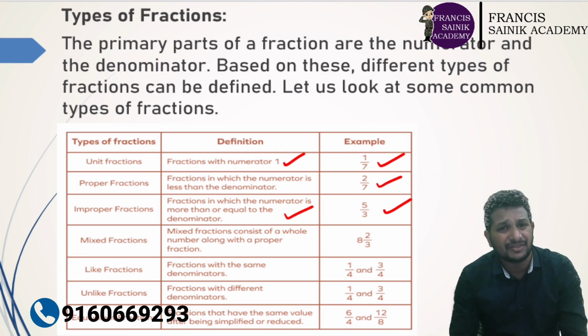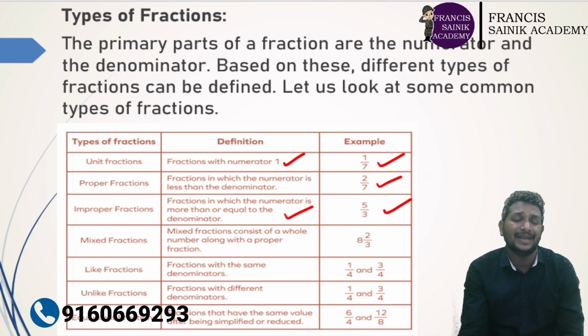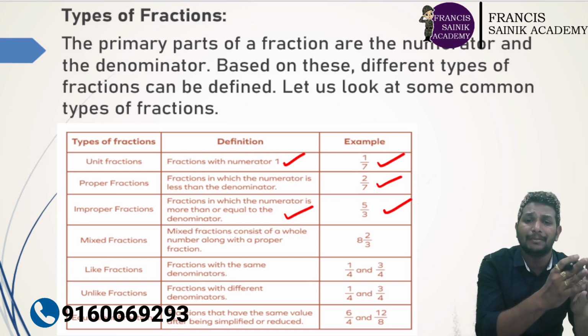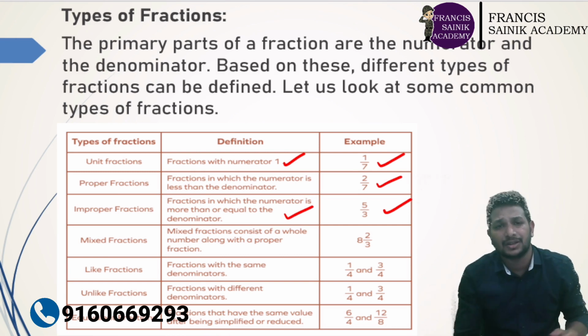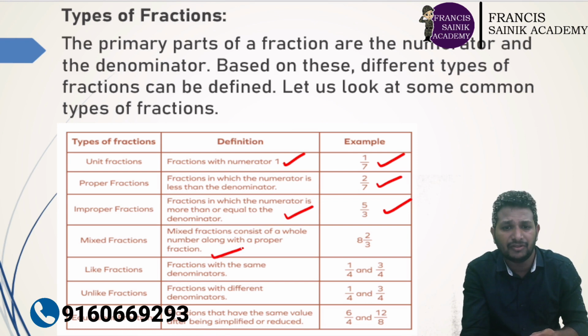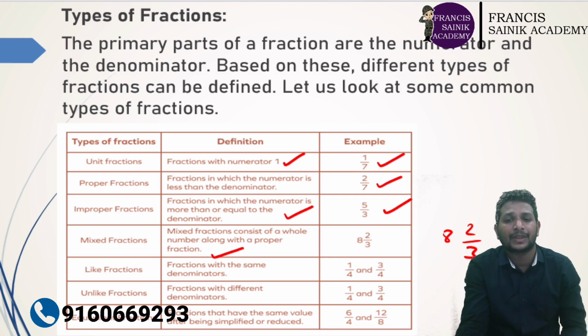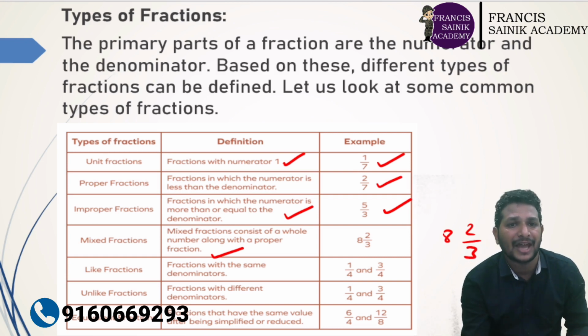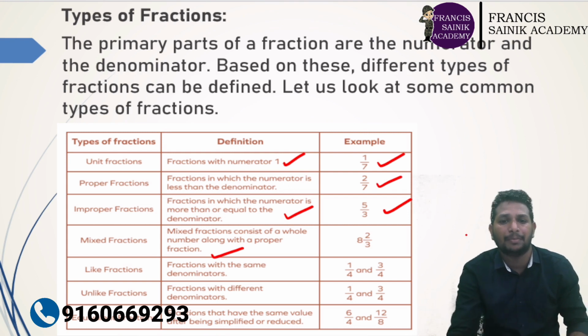Now coming to mixed fraction. The mixed fraction is always a combination of a whole number and a proper fraction. Like if you look at this, 8 2 by 3. So 8 is nothing but a whole number and 2 by 3 is a proper fraction. A mixed fraction contains a whole number as well as a proper fraction.